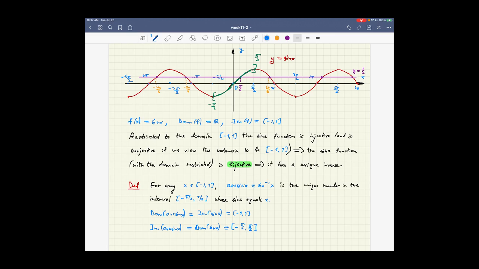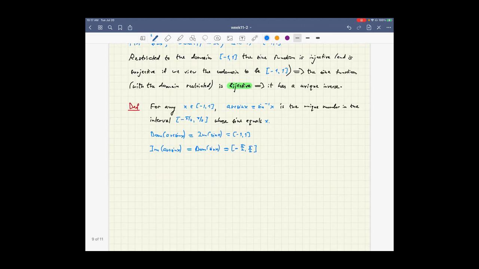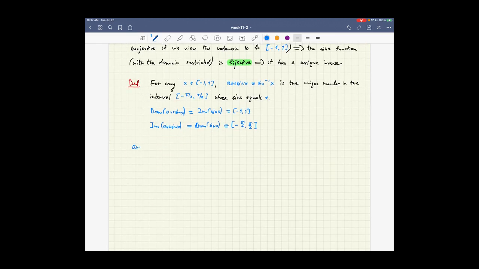We can find some common values of arcsine. We already noted that arcsine of 1/2 is π/6, and we can explain why. First, sine of pi over 6 is 1/2, and second, which is no less important, pi over 6 belongs to the interval negative pi over 2, pi over 2.